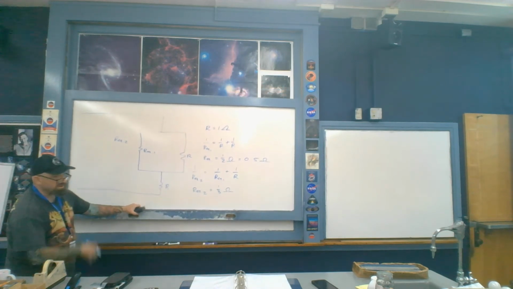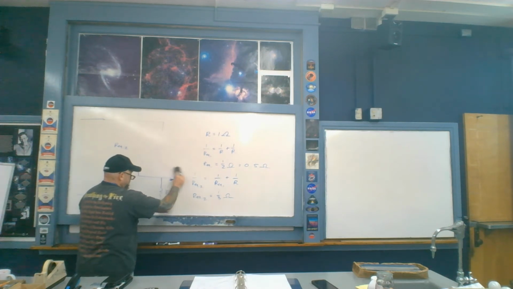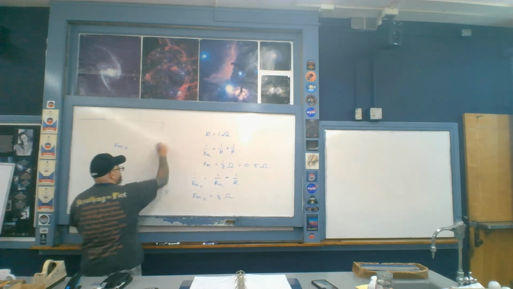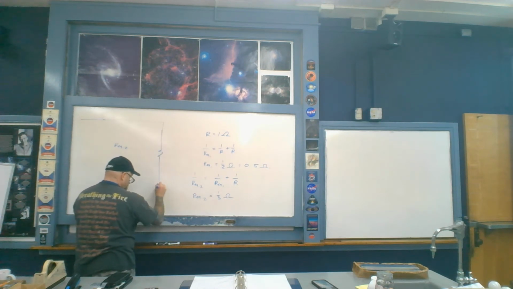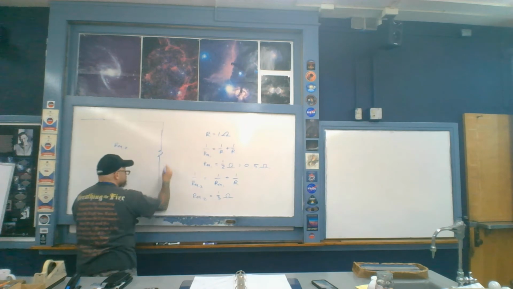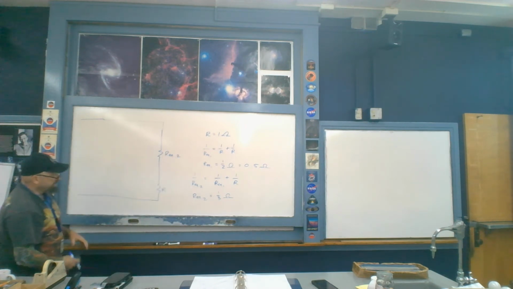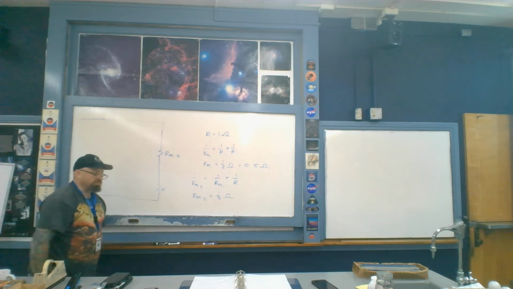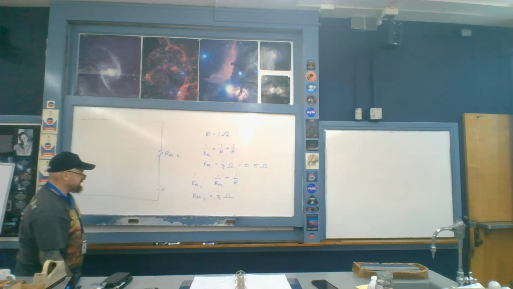Once again, pause and redraw the diagram if necessary. Then this right here behaves as a single resistor, R equivalent 2. And lastly, the total R equivalent that we're trying to find is now going to be these added together because they're in series.